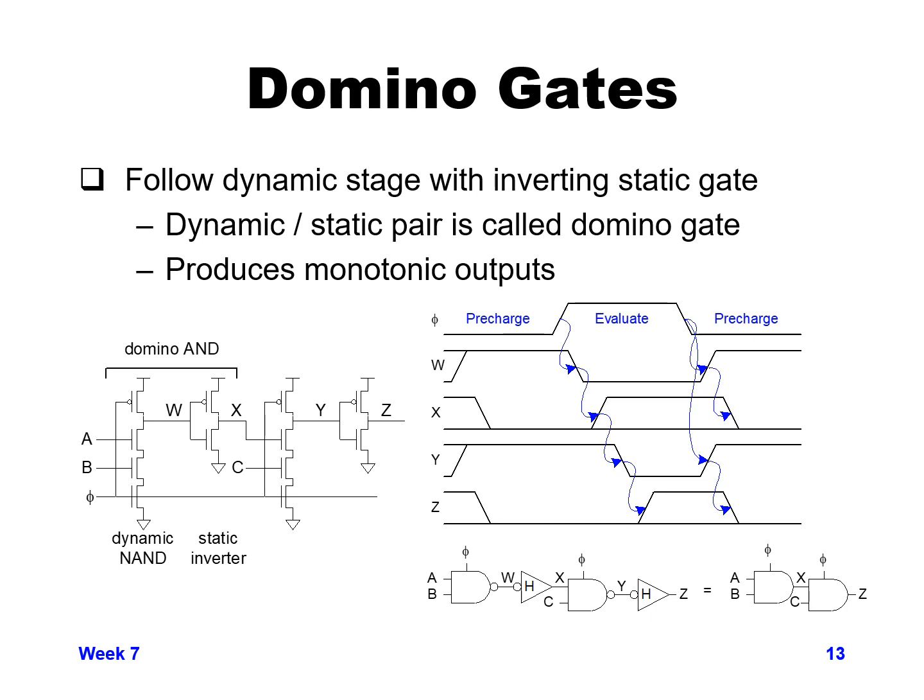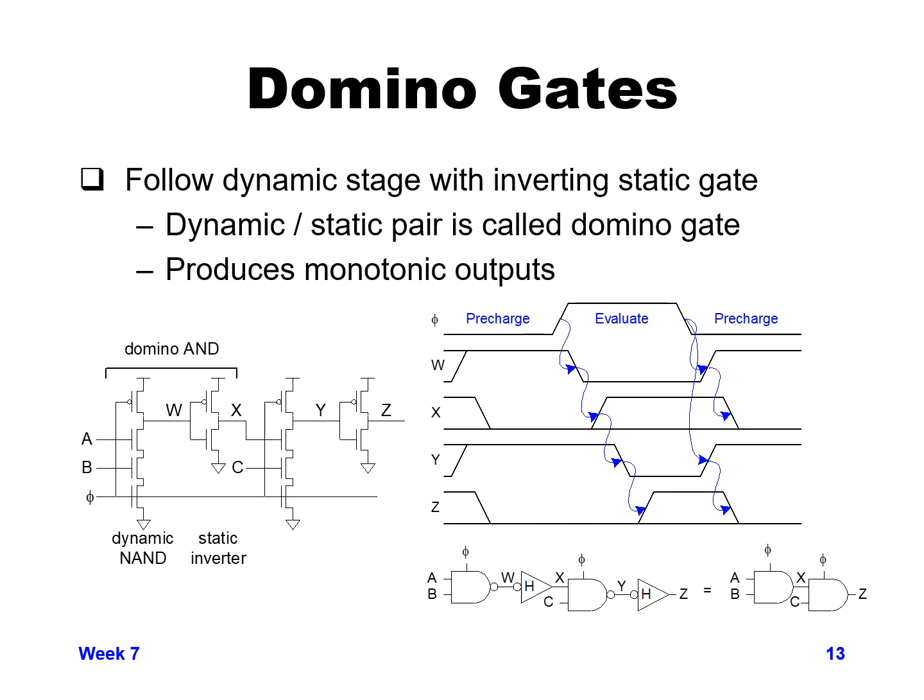stage, followed by a static inverter, creating a domino AND function, and then we can have it followed by another domino NAND gate, followed by a static inverter. So two series AND functions. And then on the right hand side, we can see how the timing diagram would follow there.